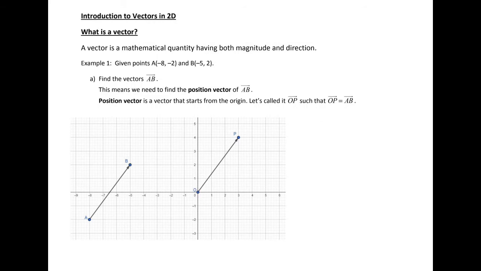By connecting O to P, it becomes the position vector of AB. So we say vector AB equals the vector OP, and vector OP is the position vector of vector AB.